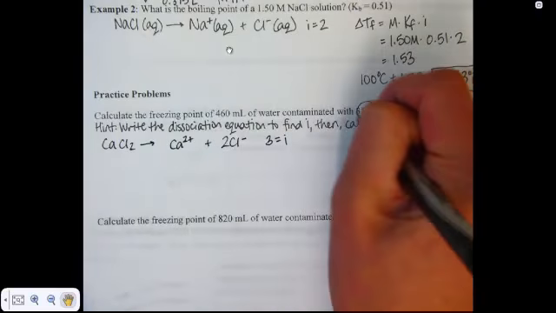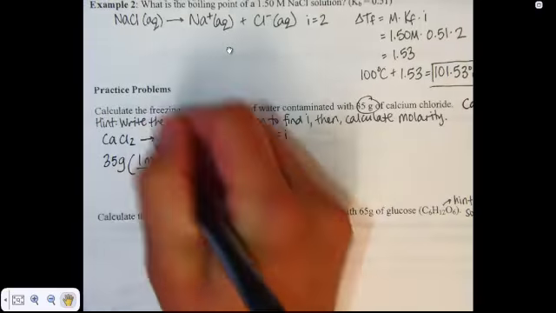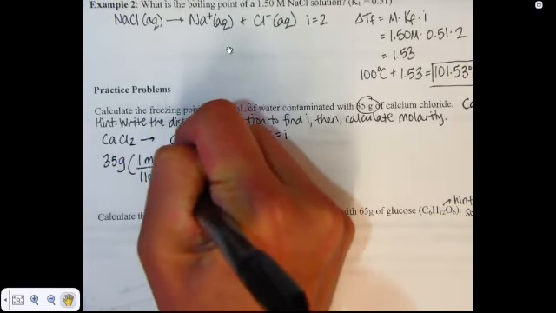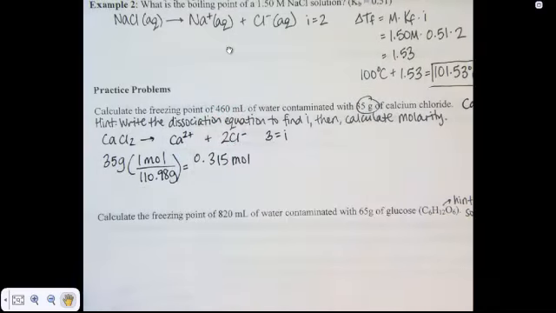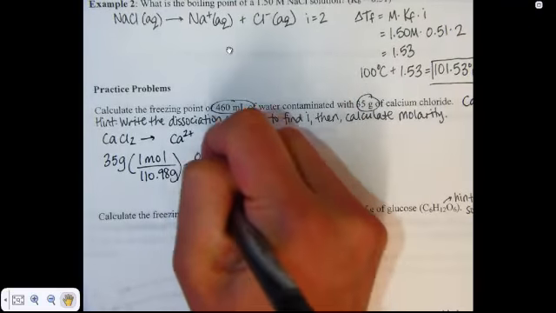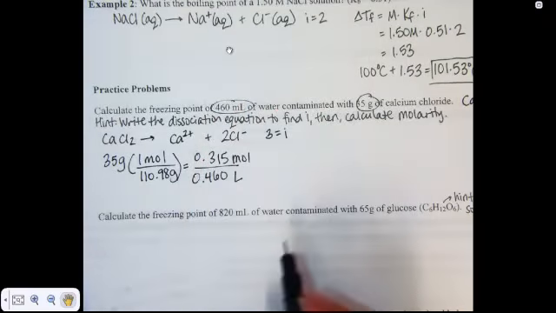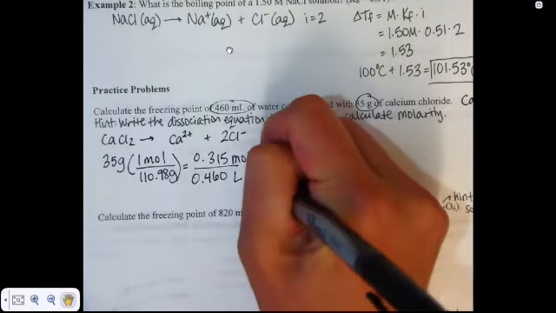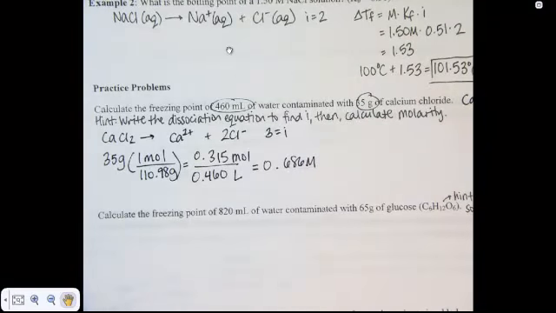Once we figured that out, we have a number of grams of calcium chloride. We can't use grams. We need to convert that to moles by doing a quick conversion. The molar mass is 110.98 grams per mole, and that gives you 0.315 moles. And now we actually want molarity, because that's what we can plug in. They give you 460 milliliters. That is actually equal to 0.460 liters. So make sure you have these units, moles over liters. And that will give us 0.686 molar solution of calcium chloride.